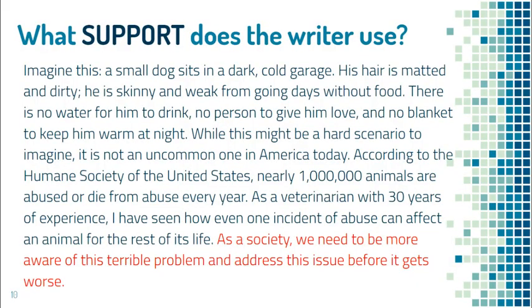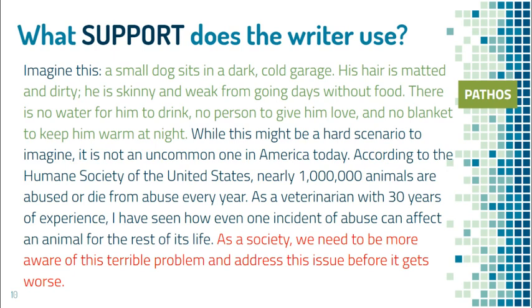Take a look at this paragraph again. Pause the video to identify the support the writer uses to support the claim. What did you identify? You may have seen these sentences as an example the writer used. Here, the writer has chosen to use pathos to appeal to readers and to advance the claim about the need to be more aware and address the issue.